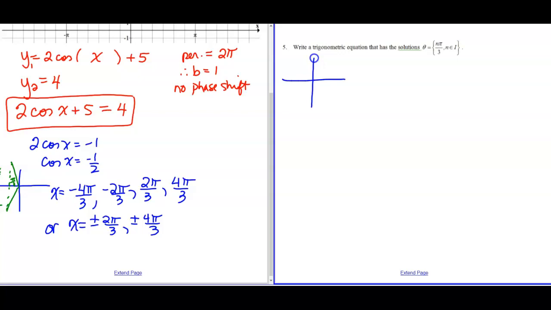Okay, so if n is an integer, but think about it. If n is 0, we would get 0. If n is 1, we get pi over 3. If n is 2, we get 2 pi over 3. If n is 3, we get pi. And then 4 pi over 3, 5 pi over 3, and then back.